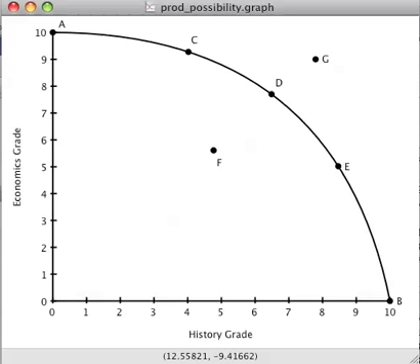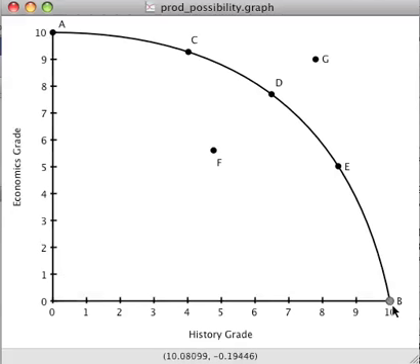This is what we call a production possibility curve. Let's look at each of the two axes. The vertical axis is an economics grade. Let's imagine you're taking two classes, economics and history, and if you devoted all of your available study time to economics, you could get a grade of 10, something quite high. If, on the other hand, you devoted all of your time to studying history, you could get a grade of 10 in history, and that's what this point B down here means.